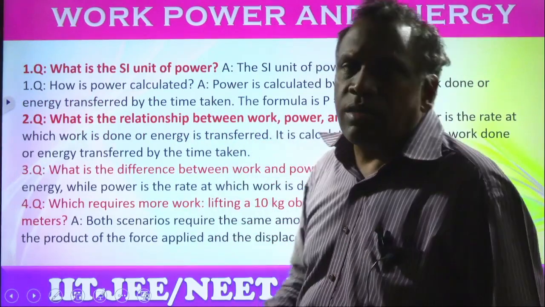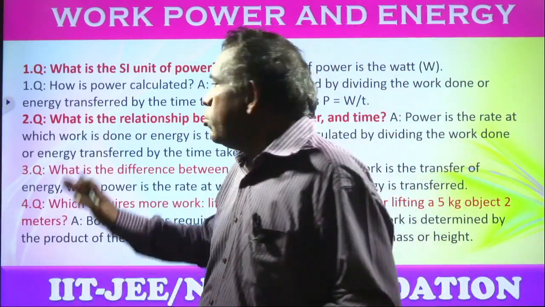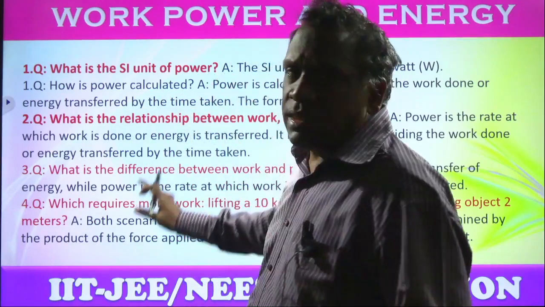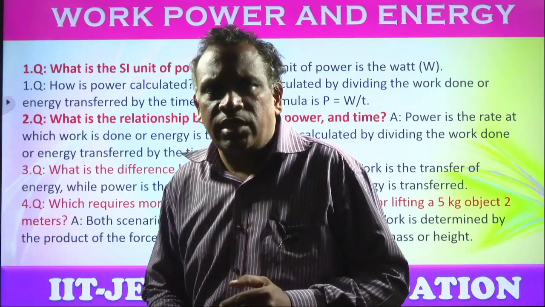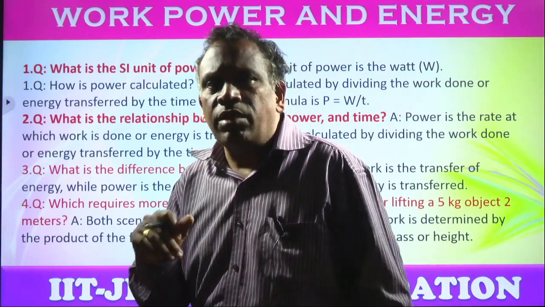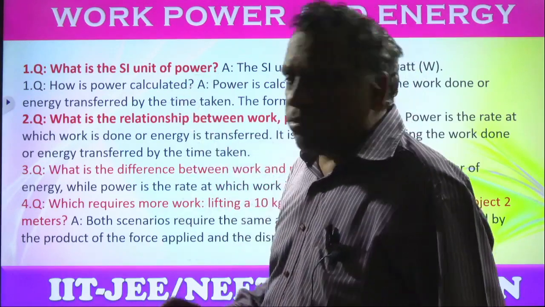What is the SI unit of power? The SI unit of power is watt. 1 watt is equal to 1 joule per second. Power is nothing but work upon time. Work is measured in joules, time is measured in seconds, and joules per second is nothing but watt. So, the SI unit of power is watts.